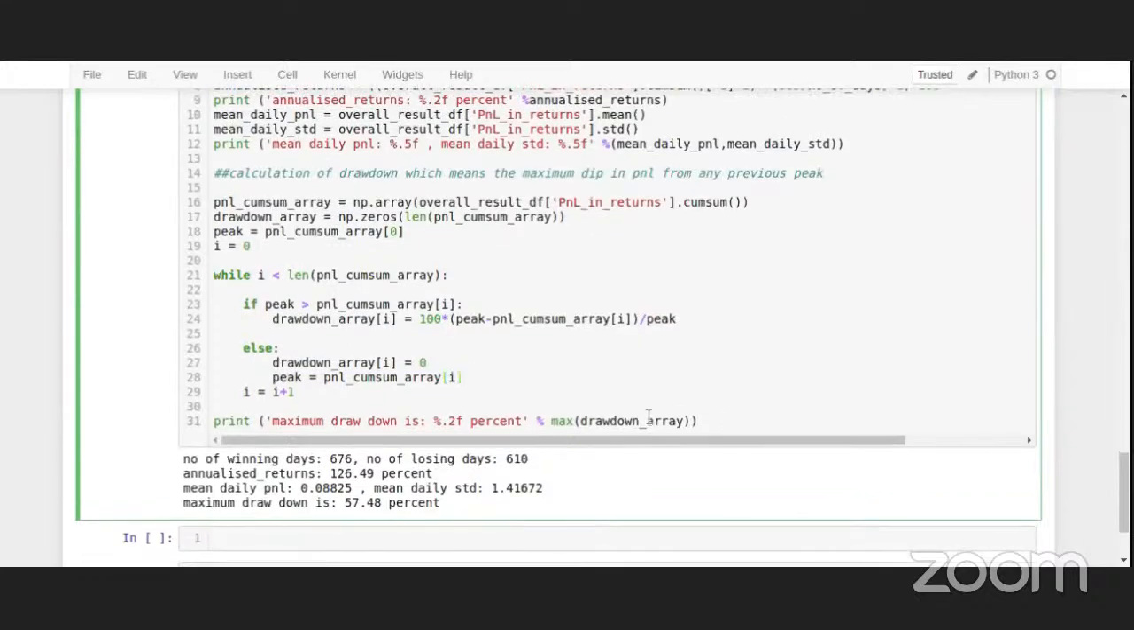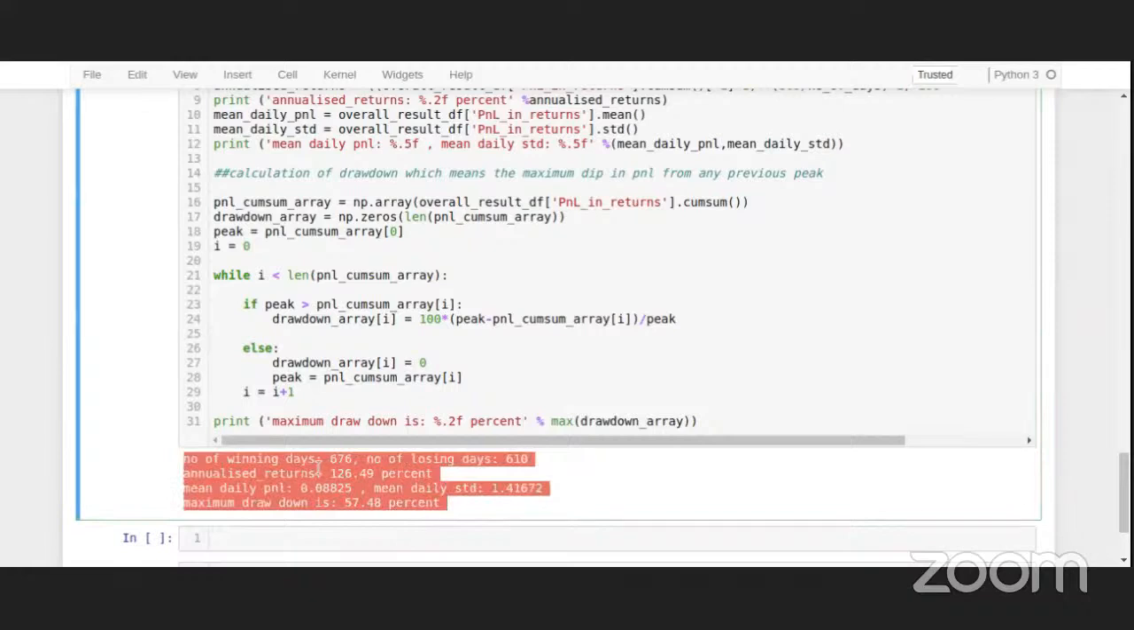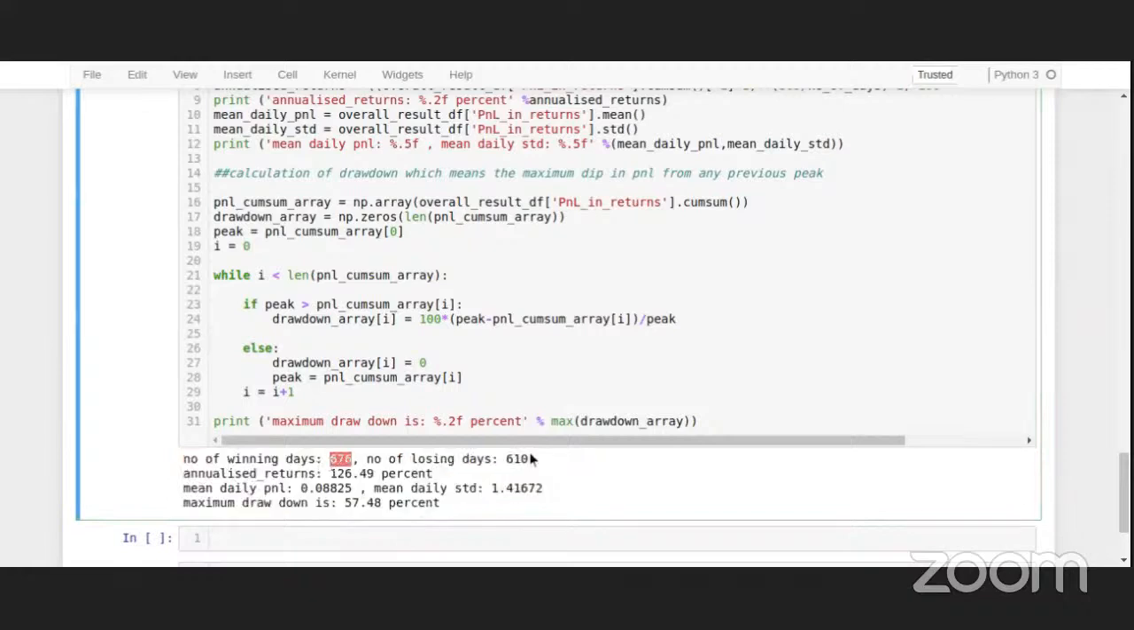The maximum value stored in this drawdown array is the drawdown, and this is here. So these are the values. We had 676 winning days and 610 losing days. The annualized returns is 126%, and this is the mean daily PNL, the standard deviation of daily PNL, and the maximum drawdown. So our strategy saw a maximum loss of 57.48% from its peak value.